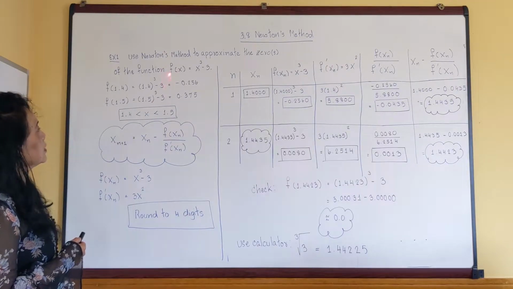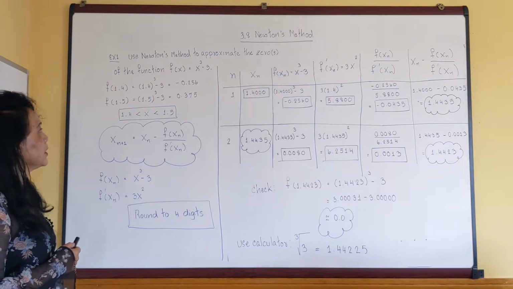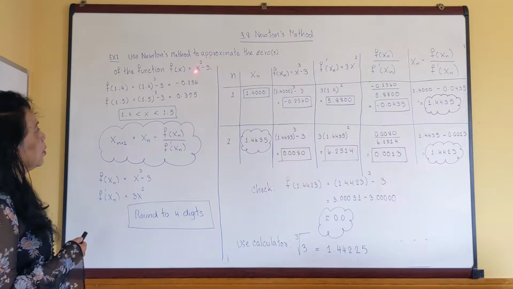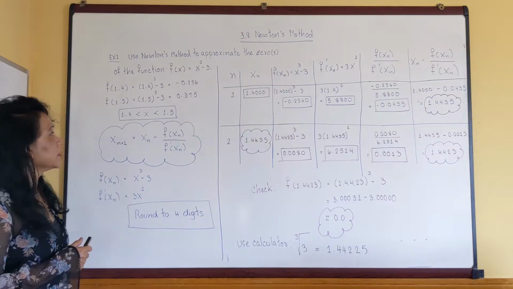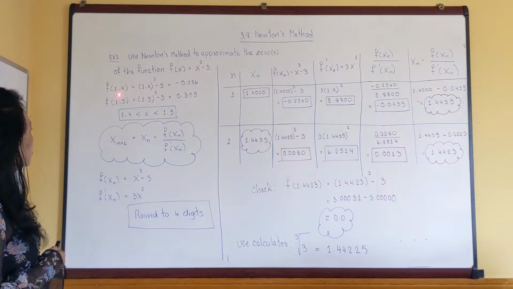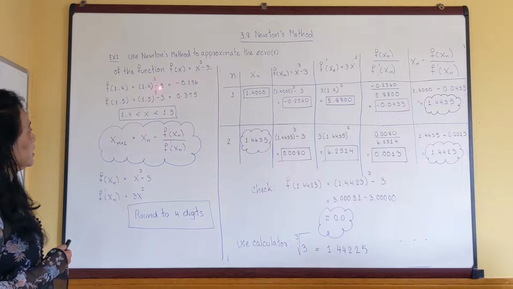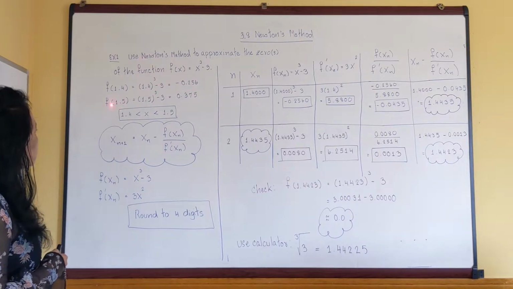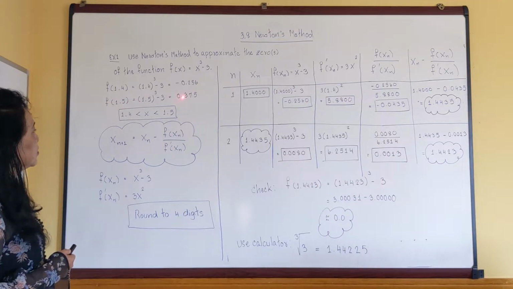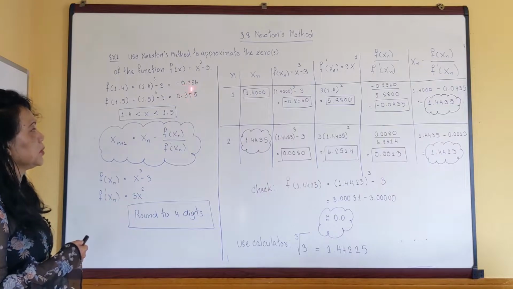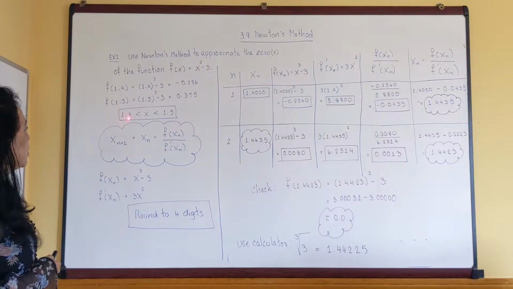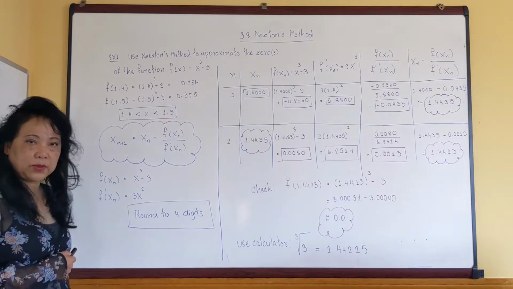So I have a function f of x equals x cubed minus 3. I want to figure out what x makes this whole function equal to 0. So at random, I start with 1.4. I substitute it in and I get negative 0.256. I substitute 1.5 in and I get 0.375, which means 0 is in between these two numbers. So my x is going to be between 1.4 and 1.5.